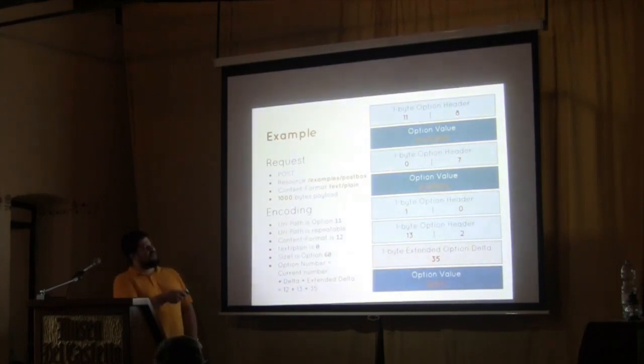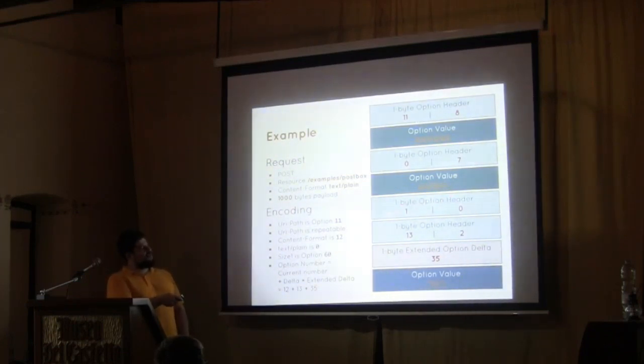Okay, next option, we have another header. And the delta is 0. So 11 plus 0, we are still at URI path. It will be the same type of option. And the length is 7. And then 7 bytes here, postbox. So now we have encoded the URI in the CoAP message.